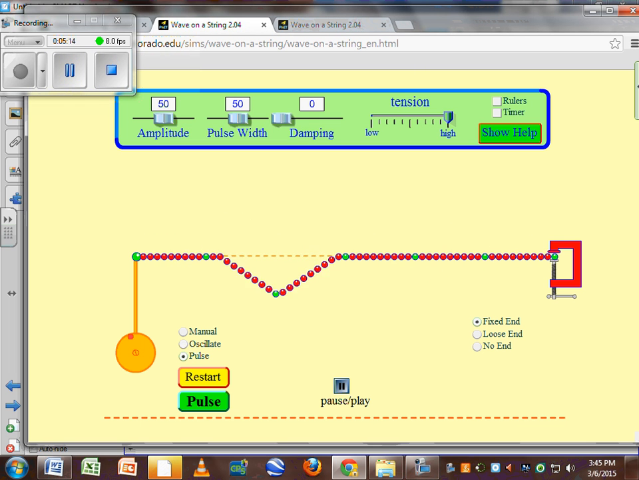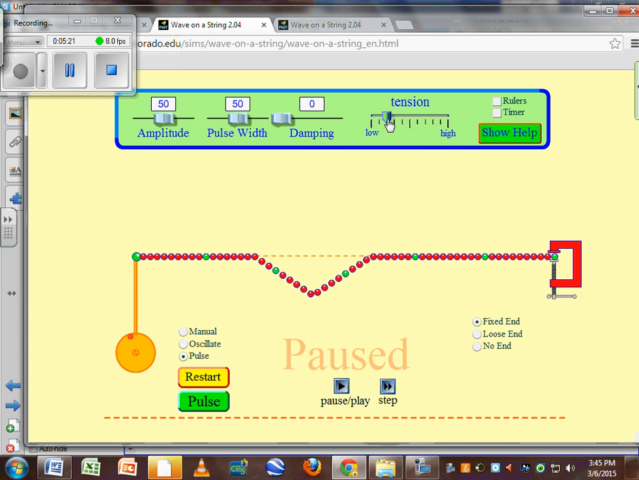And the tension is very high. Now I'm going to decrease the tension here. We'll pause this, and I'll decrease the tension. I'll lower it down, and let's see what happens to the speed here. We'll send a pulse. Let's restart it. And we send a pulse. And you see it's much slower. I've decreased the tension on this string, and so it's a much slower velocity.